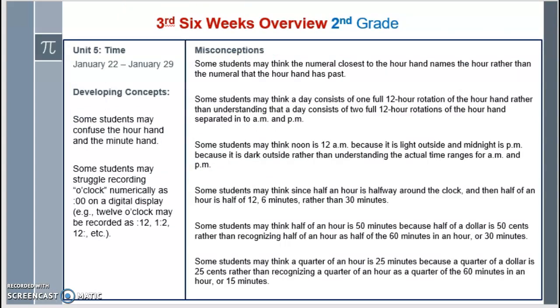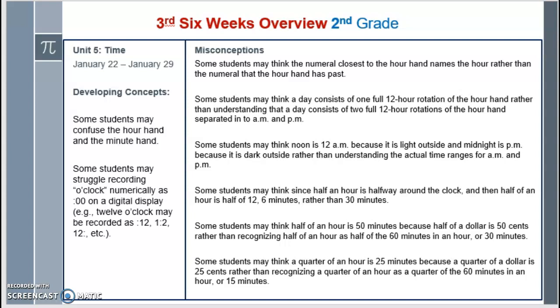Some developing concepts would be that students may still confuse the hour hand and the minute hand, understanding which one is the big one, the small one, the face, and things like that. And some may struggle reading the o'clock numerically on a digital display. 12 o'clock may be recorded as 12, 102, 12, etc. Understanding how to represent time in various formats will be difficult for kids.